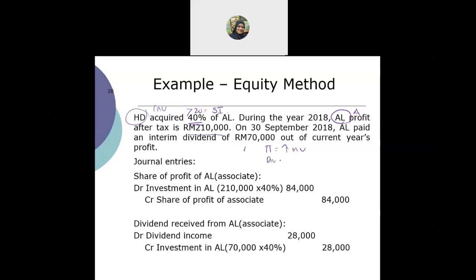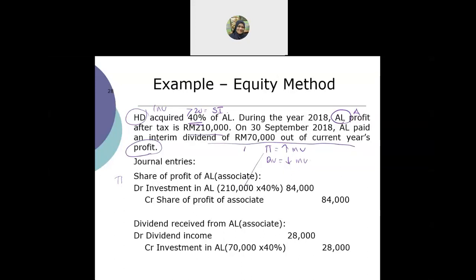So they also paid dividend. Once they paid dividends here, it's going to reduce the investment, because the dividend was paid using current year profit. So we're going to reduce the investments. Okay, now we're going to account for the share of profit, debit investment.